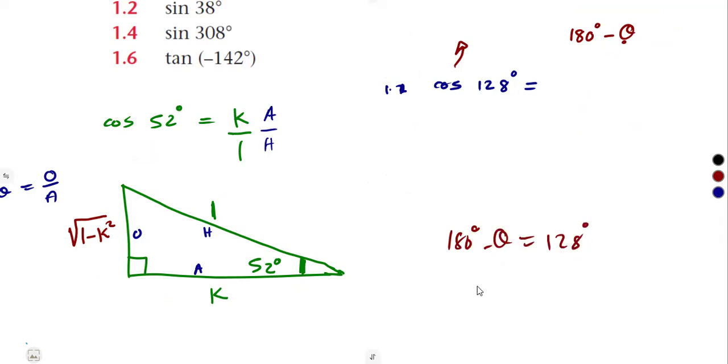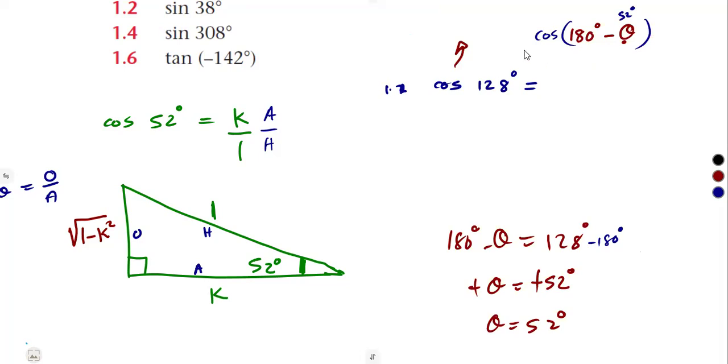Just solve this one aside. Minus theta is equal to, you take this one to the other side, it was going to be minus 180 there. So 128 minus 180 was going to give us minus 52. Divide by negative. So theta is 52 degrees, which is our acute angle. So it was going to be cos of 180 minus this.